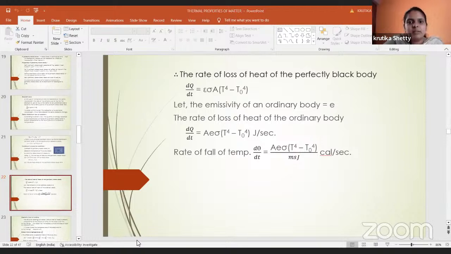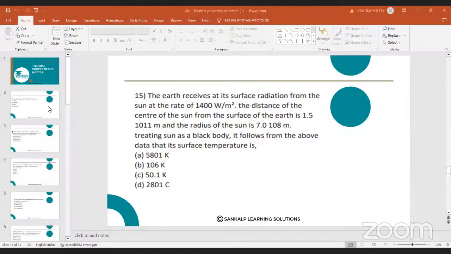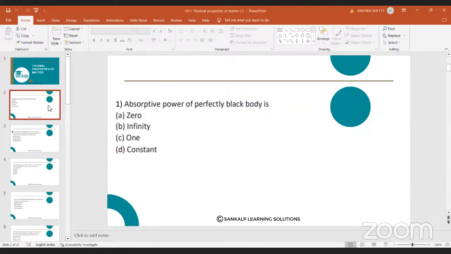Yes. So I'll share the question. Yes. See students, is the question visible to you or no? Okay, I hope the PPT is visible to you. Let us start the question answers.